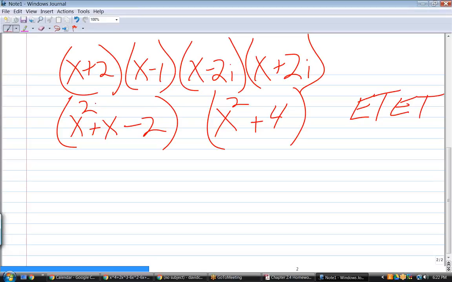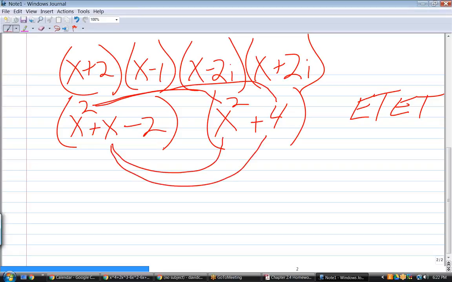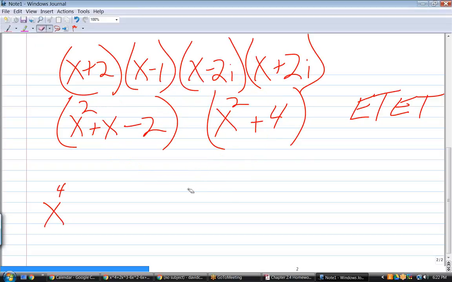In other words, take the first term, multiply it by that. Take the first term, multiply it by that. Take the second term, multiply it by that. Second term, multiply it by that. Third term by that. Third term by that. So what do we have? First one is x to the fourth. Let me erase all of those things and let you come up with the answer.